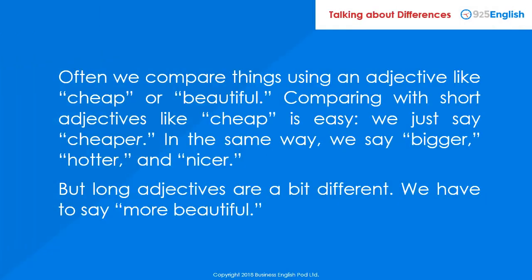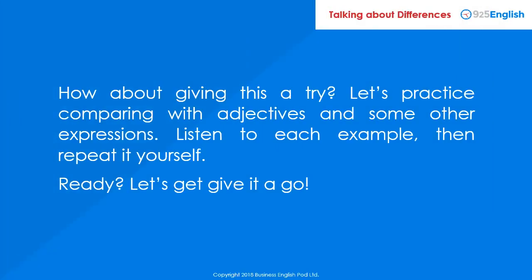Often, we compare things using an adjective like cheap or beautiful. Comparing with short adjectives like cheap is easy. We just say cheaper. In the same way, we say bigger, hotter, and nicer. But long adjectives are a bit different. We have to say more beautiful. How about giving this a try?